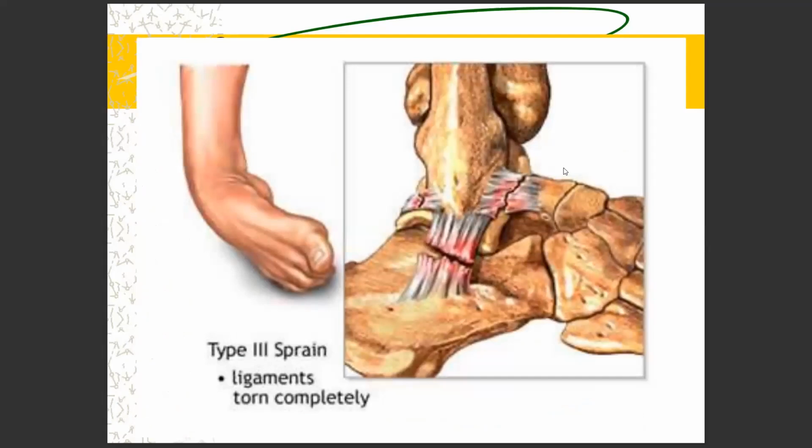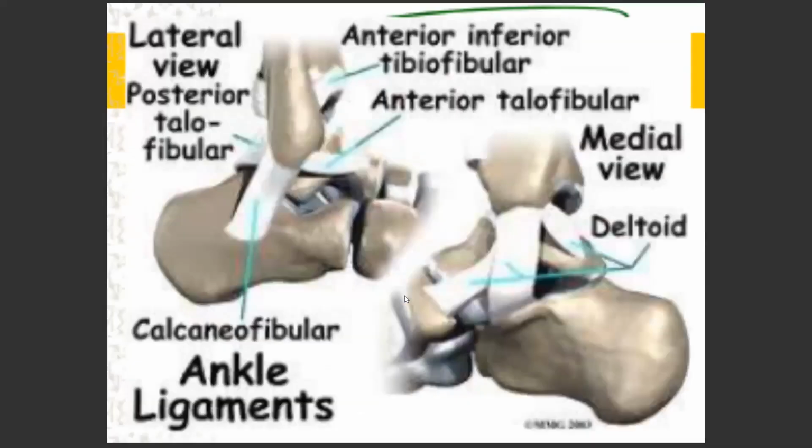So this is the inversion mechanism. When there is inversion of the foot, there is overstretching of the ligaments on the lateral side, which may rupture as well. In this picture, there is complete rupture of this ATFL, as well as complete rupture of this ligament. So we can call it a type 3 sprain, when there is complete tearing of the ligament.